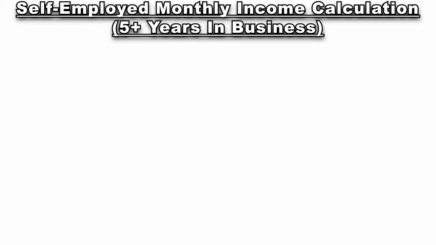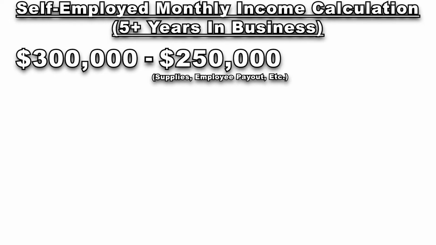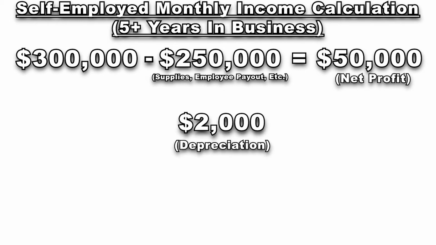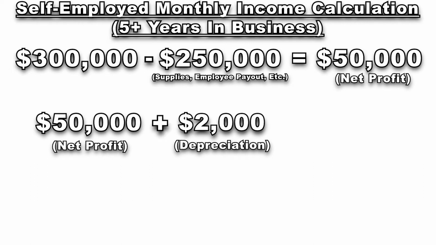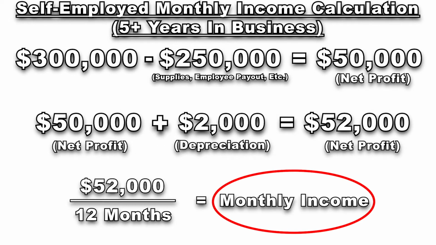So for example, you make $300,000 in 2020. That's what you put on line 1 as gross revenue, but you deducted all the expenses, let's say $250,000. Now your net profit is $50,000. And if you have depreciation of $2,000, now your new net profit will be 50,000 plus 2,000, that's $52,000. Then we take that $52,000, divide by 12 months, and that will give you your monthly income.